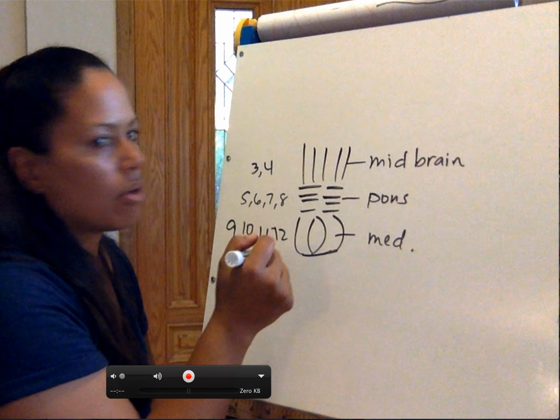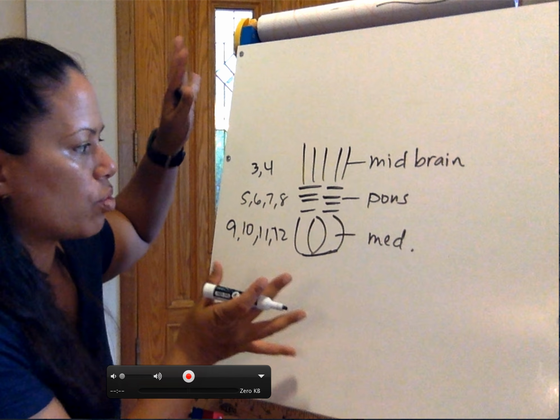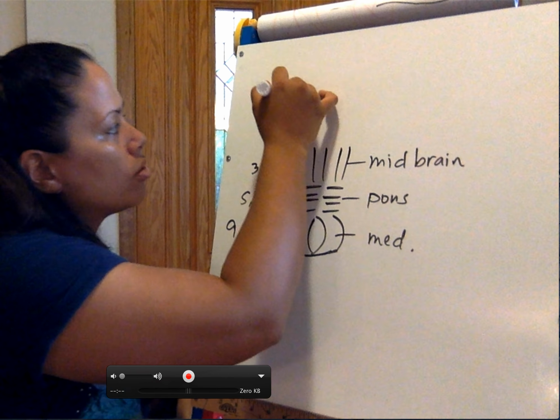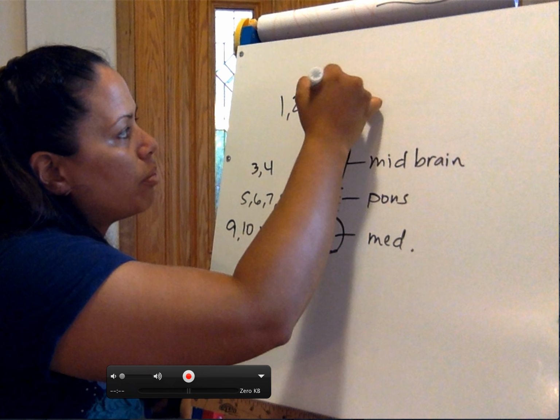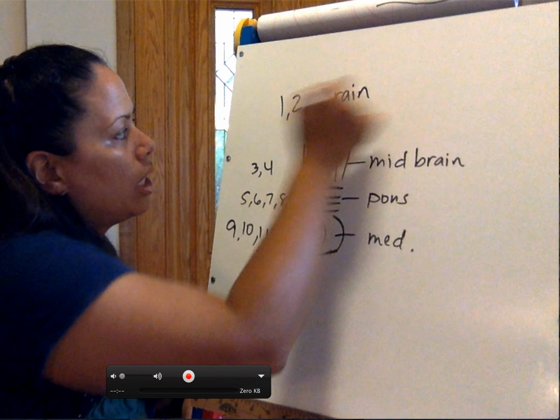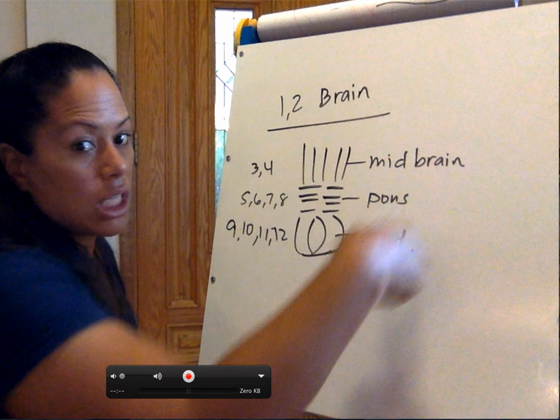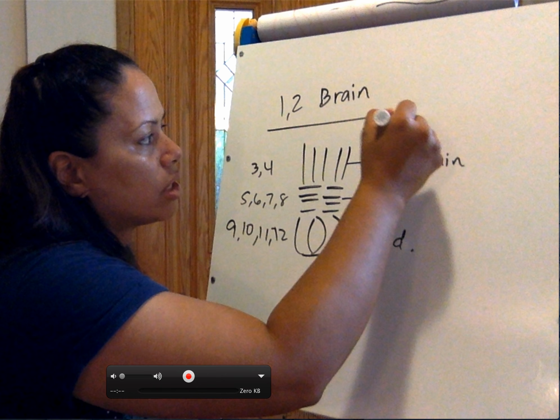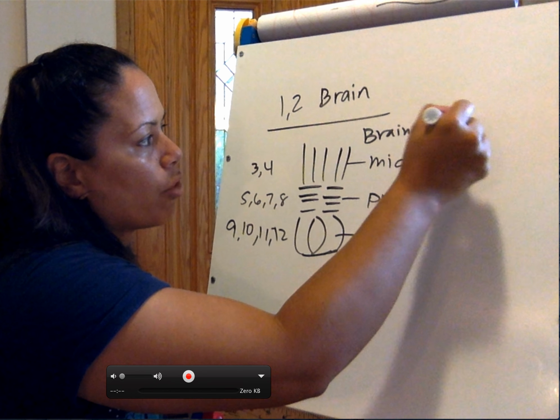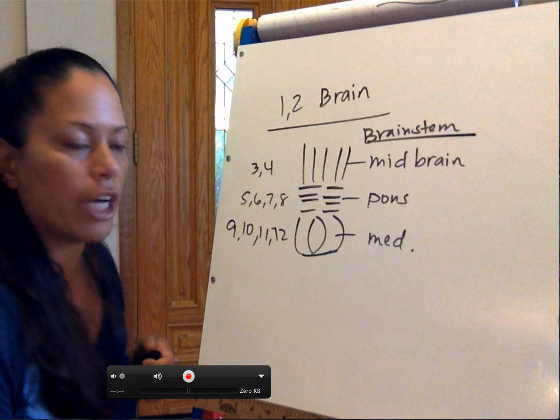And what are we missing? Well, cranial nerves 1 and 2. So there's 12 pairs of cranial nerves. Cranial nerves 1 and 2 are extensions off the big brain, right? And these three here are parts of the brainstem. And what is the brainstem for? Well, it's for all your vital functions.